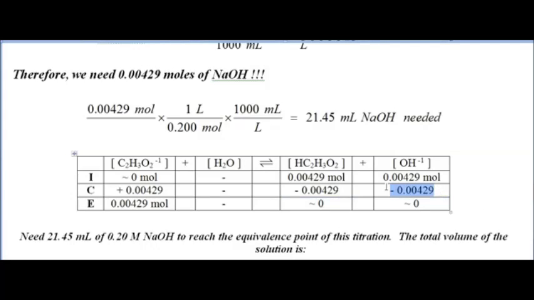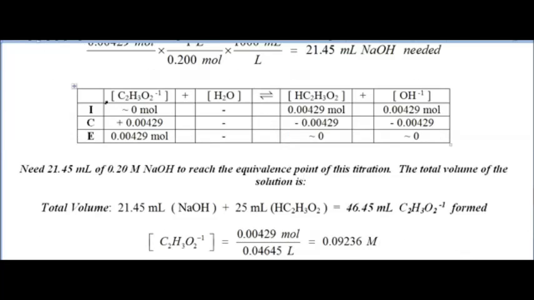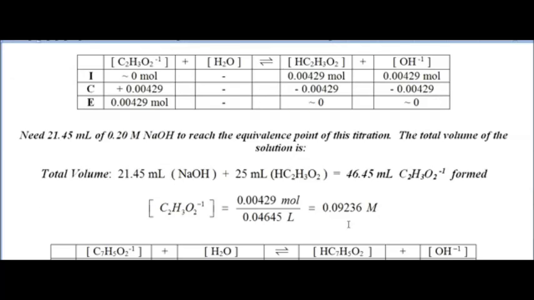So we're going to have the reduction of 0.00429 moles on the product side, but we're going to have the addition on the reactant side. So we only have a known constant or known mole amount for the common ion, or the acetate. Alright, so we need to find out what the concentration of the acetate ion is so that we can find the pH, or actually the pOH, of the hydroxide.